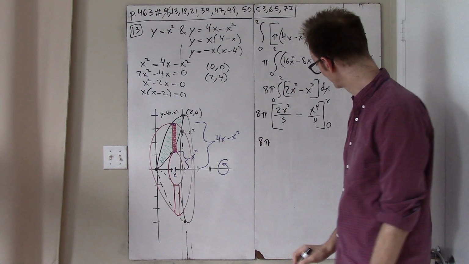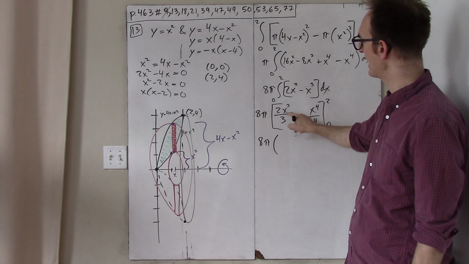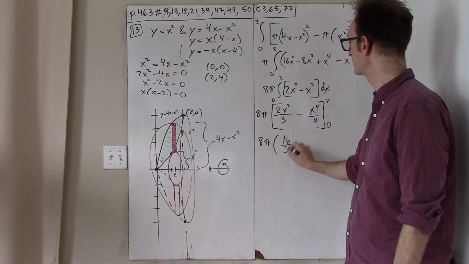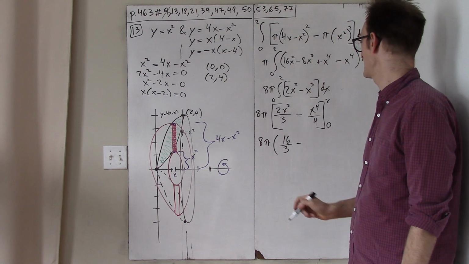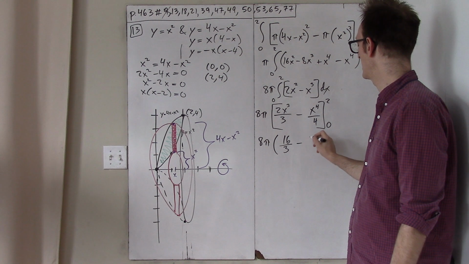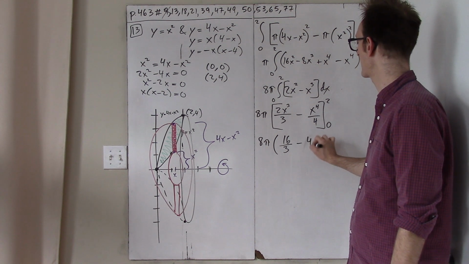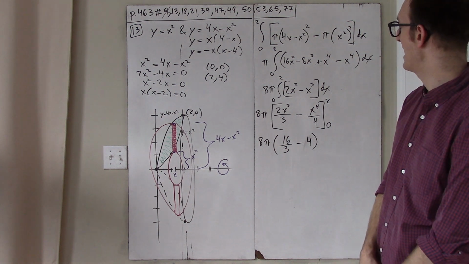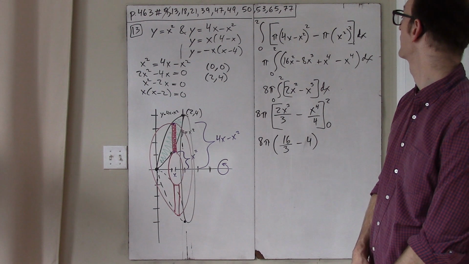So 8 pi times, when I plug in 2 there, I get 16 thirds minus 16 fourths. It's just 4. Maybe this is just a better way to do it. And so, what's that? That's just got to be wrong.